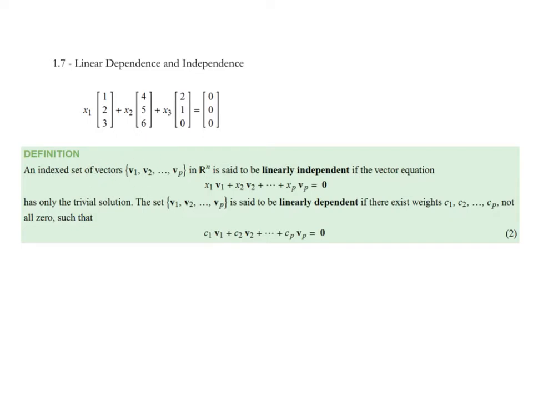themselves. So our definition here: an indexed set of vectors, v1 through vp, is said to be linearly independent if this vector equation, x1 v1 plus x2 v2, etc., equals 0, has only the trivial solution. So if only the trivial solution exists, then that set of vectors is called linearly independent. And to contrast that, the set of vectors is linearly dependent if we can find weights c1 through cp that are not all 0, so that this equation is still equal to 0. That linear combination is still equal to 0. So if a non-trivial solution exists.